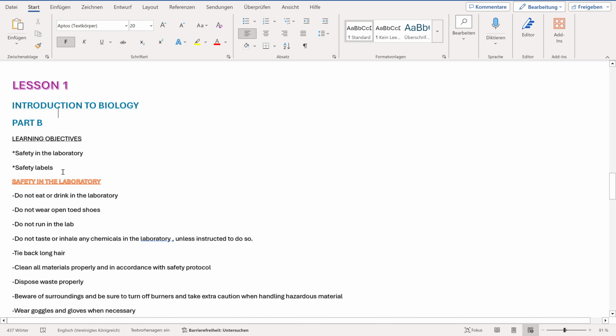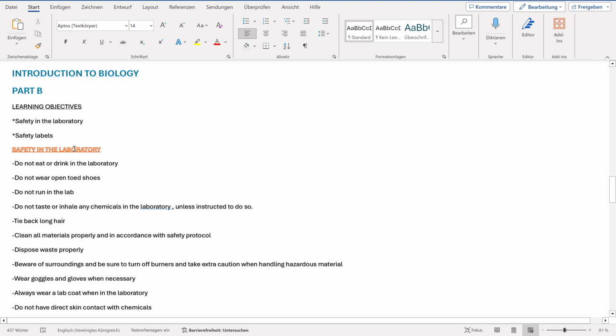Part B of lesson 1, we are now doing safety in the laboratory. Okay, so I'm going to be talking about the laboratory safety rules. The first safety rule that I have here is do not eat or drink in the laboratory. Learners are advised not to eat or drink in the laboratory. Do not wear open-toed shoes in the laboratory.